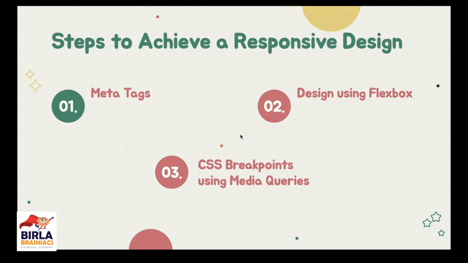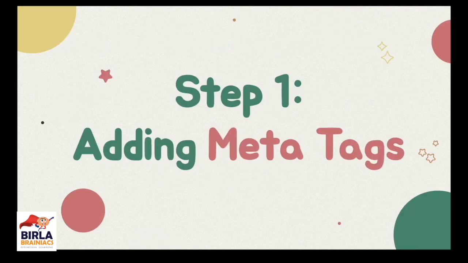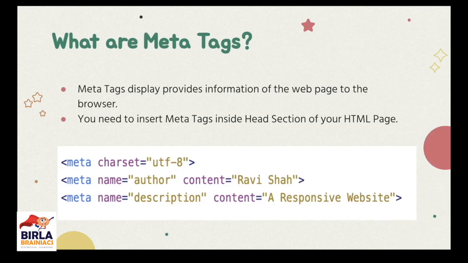Okay, so let us now look at the steps that we need to follow in order to achieve a responsive design. So the first step is to add meta tags. The second step is to design using Flexbox. The third step will be adding CSS breakpoints using media queries. So let us look at the first step, which is adding meta tags.